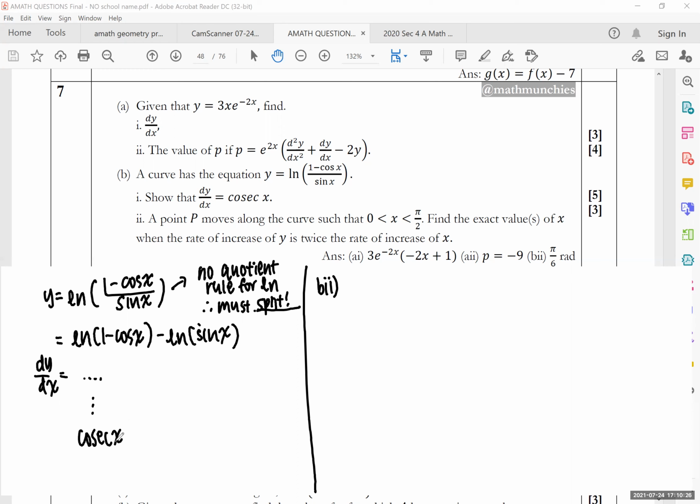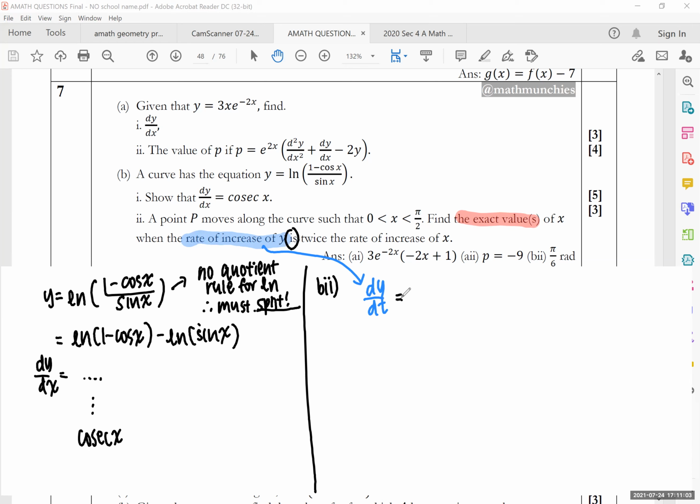Now, what happened in 7b part 2? They say that the point P moves along the curve such that blah is equal to blah. All right. Then now, what did they tell me? Find the exact value of x. Exact value means I cannot really use my calculator. And what else? When the rate of increase of y is twice. What is rate of increase of y? dy/dt. Very good.